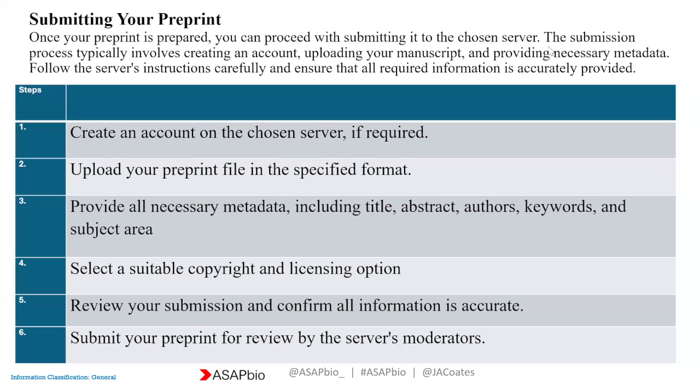You can decide to say, okay, I'm in biology or I'm in chemistry. Let me look at the preprint server that best suits my discipline or my subject. Then you create an account with that particular preprint server. This will now enable you to get your work uploaded on their site. You provide all necessary metadata: authors' information, title, abstract, keywords, and what have you. Select a suitable copyright and licensing option. Review your submission and confirm all information is accurate. This is very, very important.